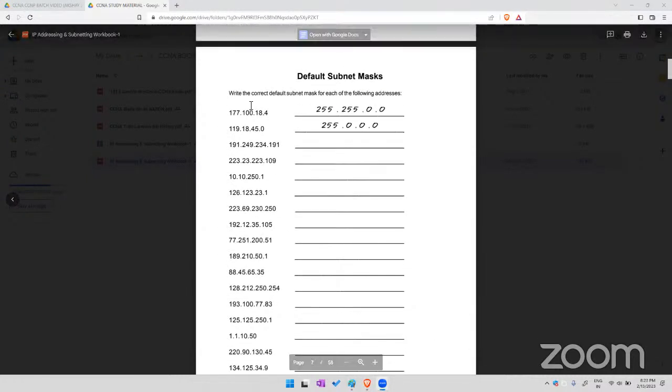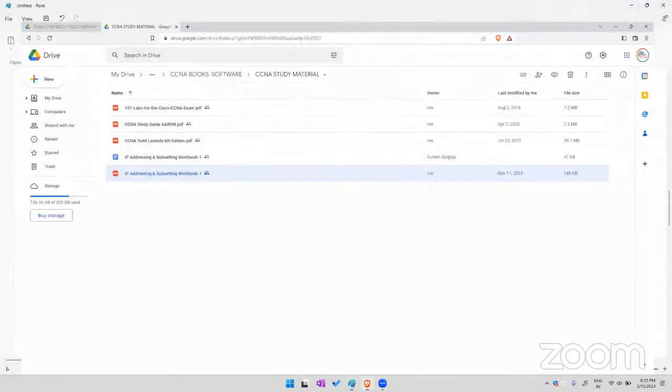Next is default subnet verification. Verify which class this address is. Class A. So the default is 255.0.0.0. Now, this one is your homework. You need to solve it. Okay. Now one more thing. Now move to the next task.